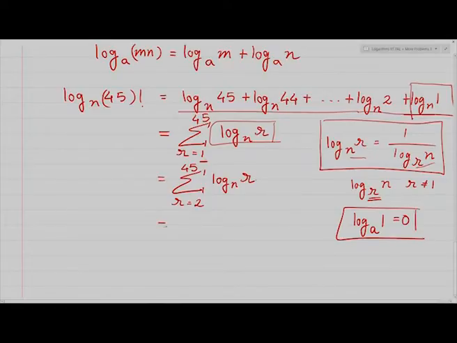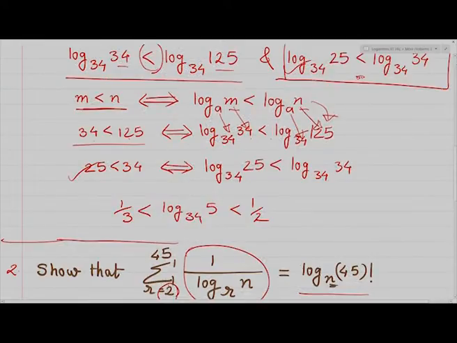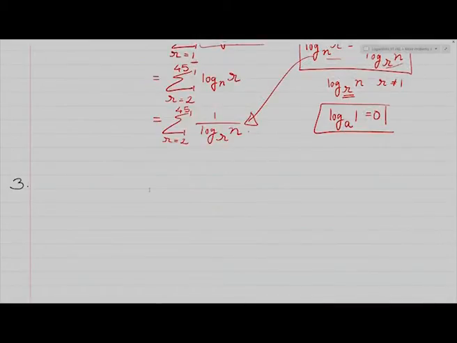Now, I will apply the change of base formula here, and this will be equal to summation over r is equal to 2 to 45 of 1 upon log to the base r of n. So I got whatever I desired. This was my RHS, I started with this, I got my LHS. So this is how I proved it. Now let us come to the third problem.